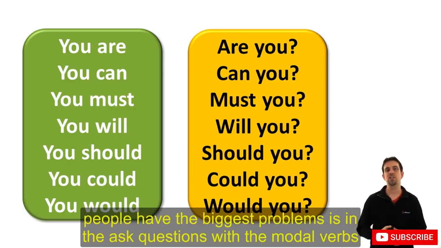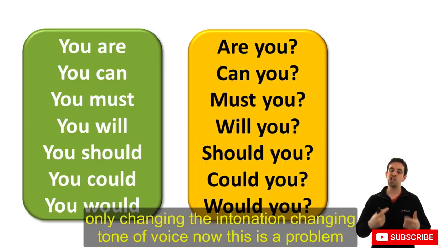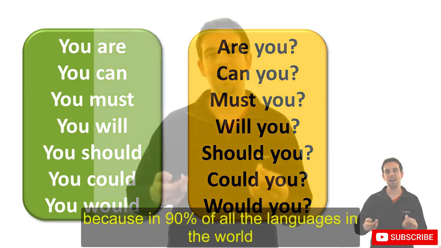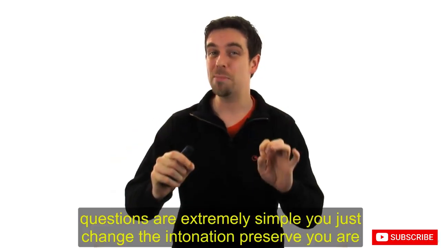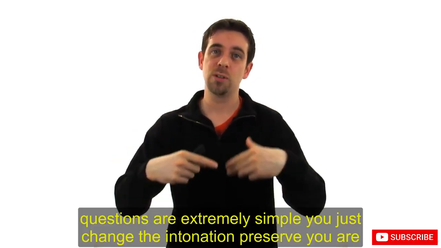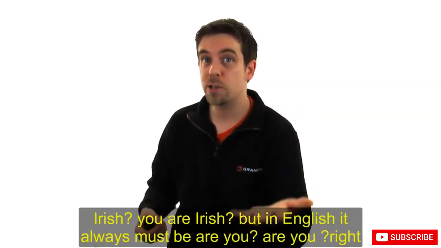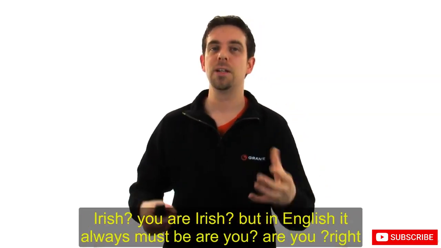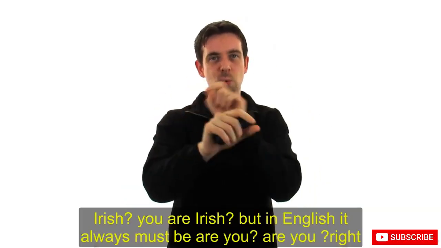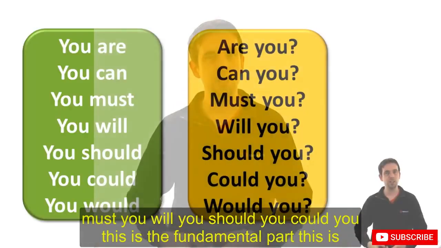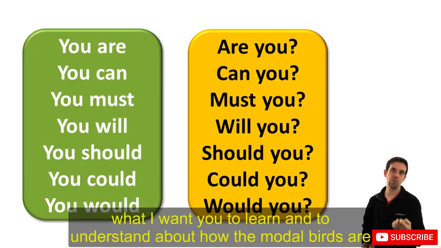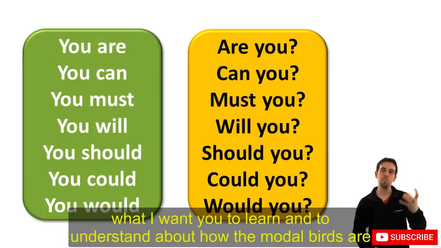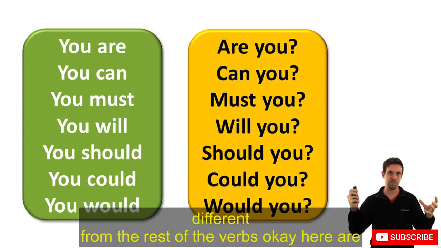As in, they ask questions with the modal verbs, only changing the intonation, changing tone of voice. Now this is a problem because in 90% of other languages in the world, questions are extremely simple. You just change the intonation. For example, you are Irish? But in English, it always must be are you, right? Must you, will you, should you, could you. This is the fundamental part. This is what I want you to learn and to understand about how the modal verbs are different from the rest of the verbs. Okay?